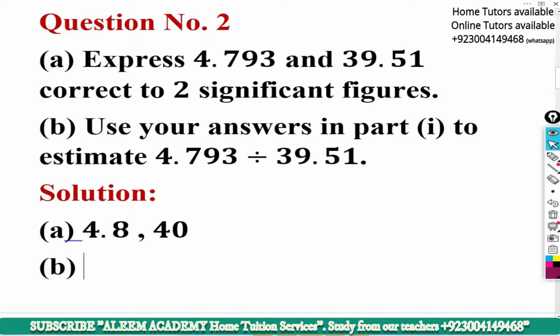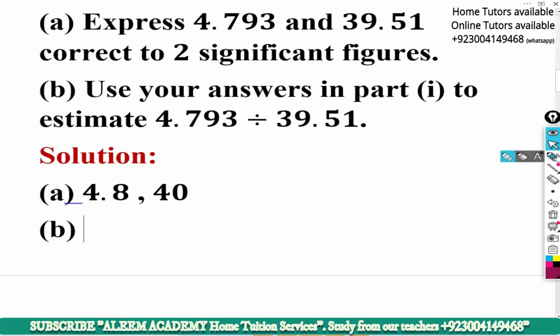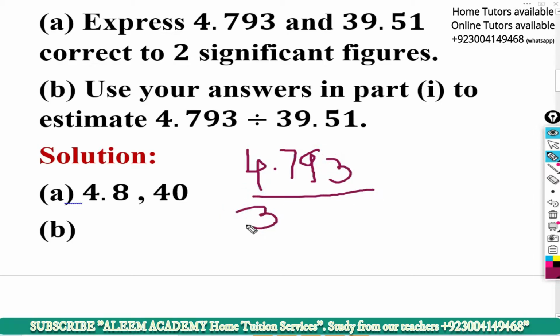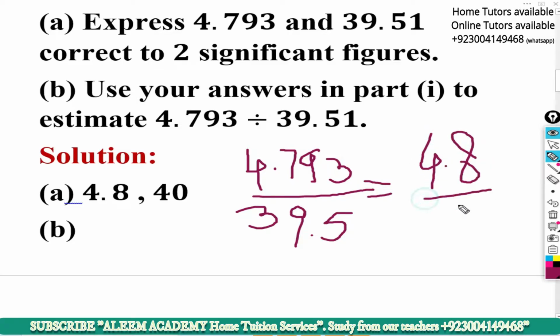Okay, now let's do the second part. The second part is: use your answer in part 1 to estimate 4.79 divided by 39.5. So what we have to do, actually, is 4.793 divided by 39.51. So see the estimated answers. The upper part, the numerator, will be converted into 4.8 and the denominator can be written as 40.